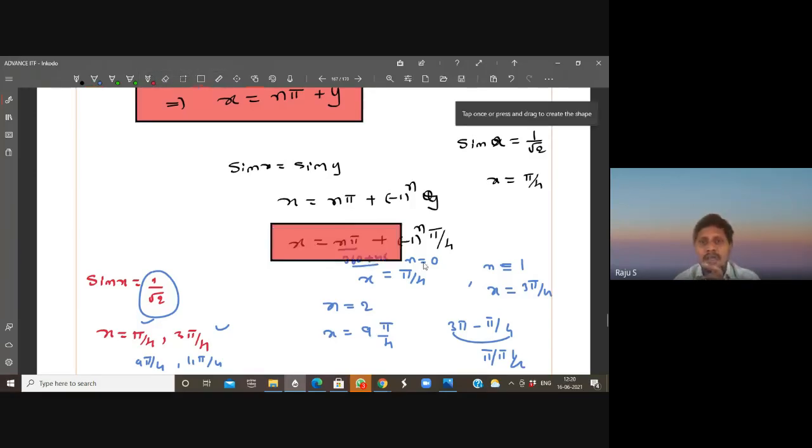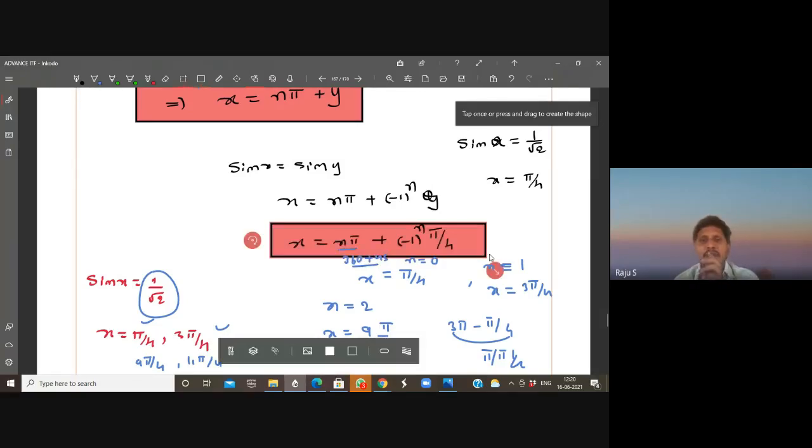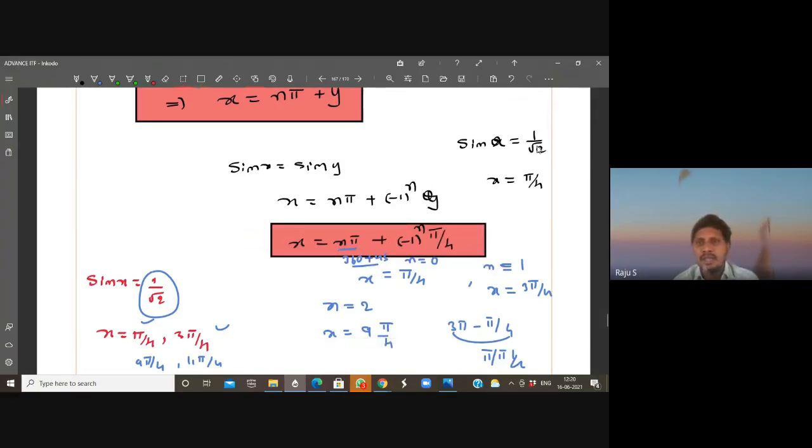It gives the values in only the first and second quadrant, because I have taken sine as positive 1 by root 2. Does it satisfy the condition, n pi plus minus 1 whole power n into pi by 4, for this 1 by root 2?